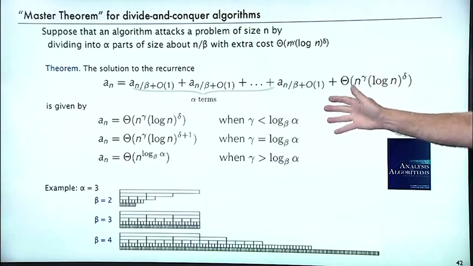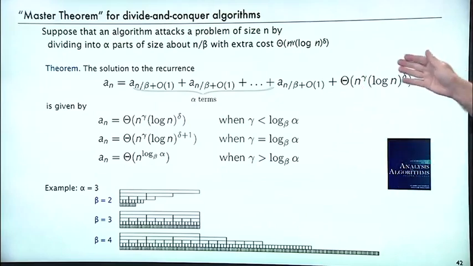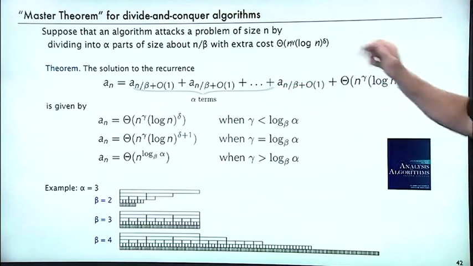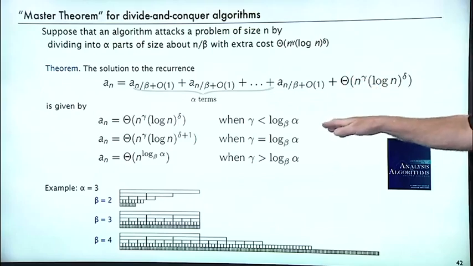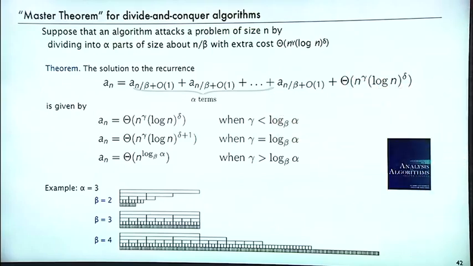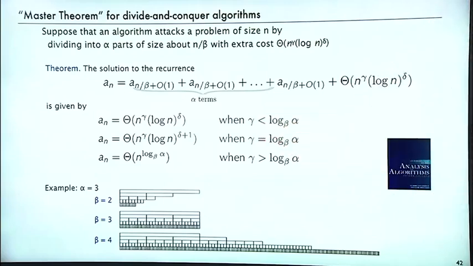The solution has 3 different cases. If gamma is small compared to log beta of alpha, it's n to the log beta of alpha. If it's equal, then there's an extra factor of log n. And if gamma is big, so that means the extra cost is big, then that's going to dominate and it's n to that power.